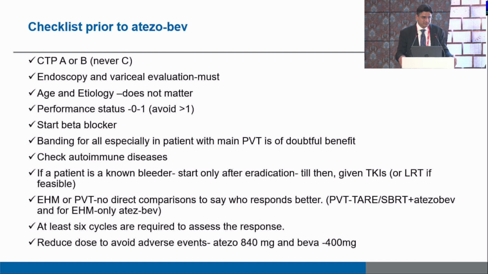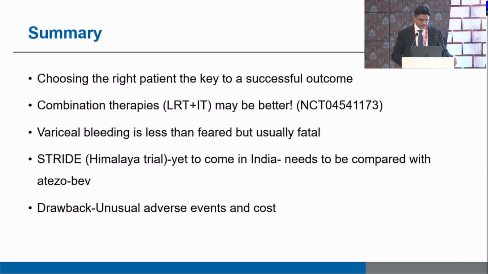Who responds better is a common question. We don't know who responds better. The data is not that good. But if the patient has portal vein thrombosis, I would prefer to do SBRT or a TARE followed by immunotherapy. At least 6 cycles are required to assess the response, as we noted here. And if you want to reduce the adverse events and the cost, you can reduce the dose of the drug. In summary, choosing the right patient is the key to a successful outcome.